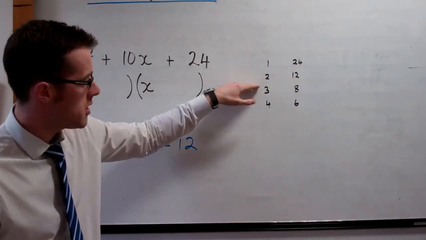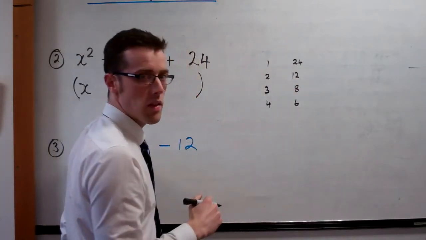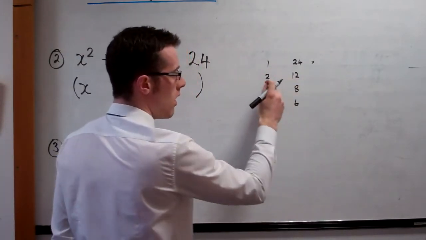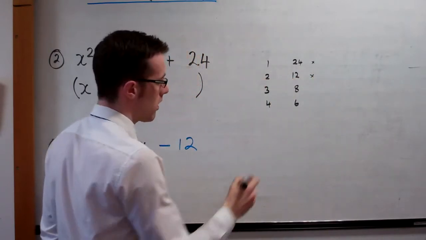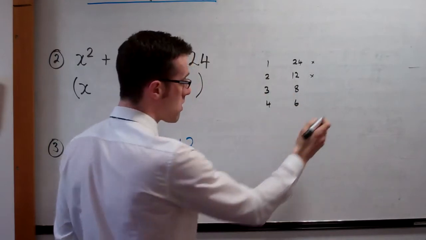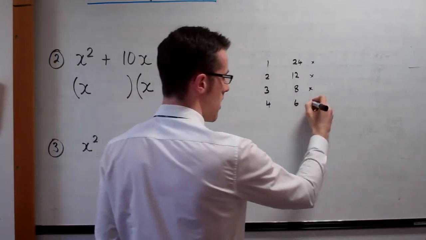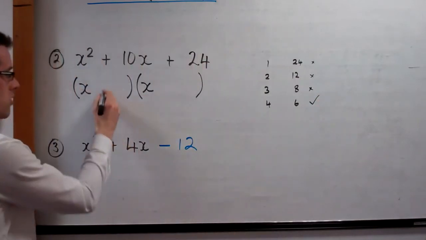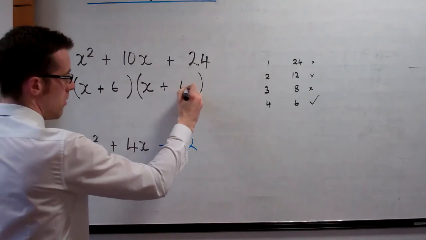Now, which of these pairs add to give me 10? 1 and 24 add to give me 25, so that's not going to work. 2 and 12 add to give me 14, so that's not going to work. 3 and 8 were close, add to give us 11, so that's not going to work. But 4 and 6 add to give me 10, so that's the one that's going to work there. So positive 6 and positive 4.